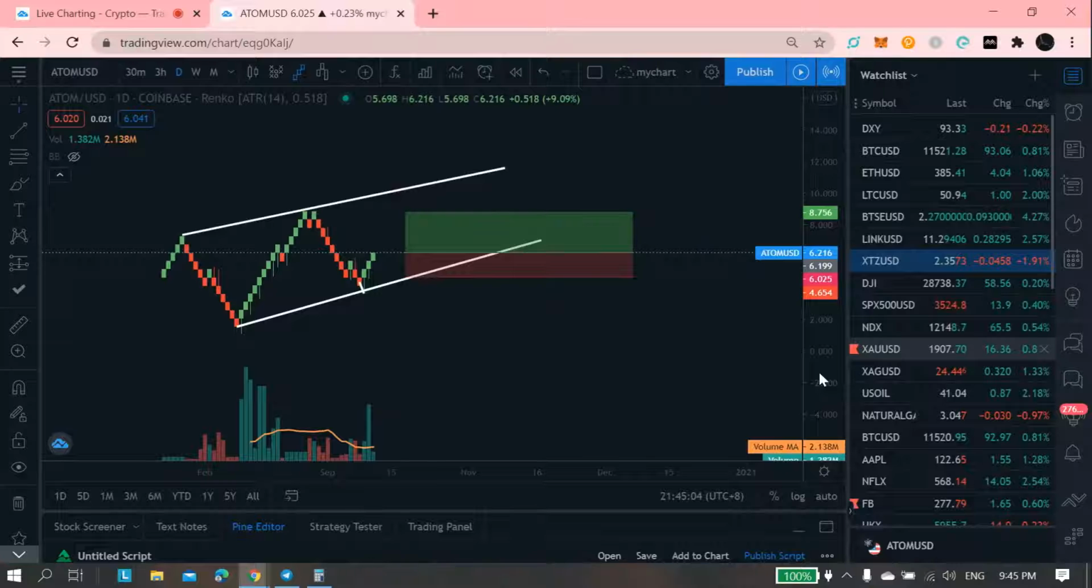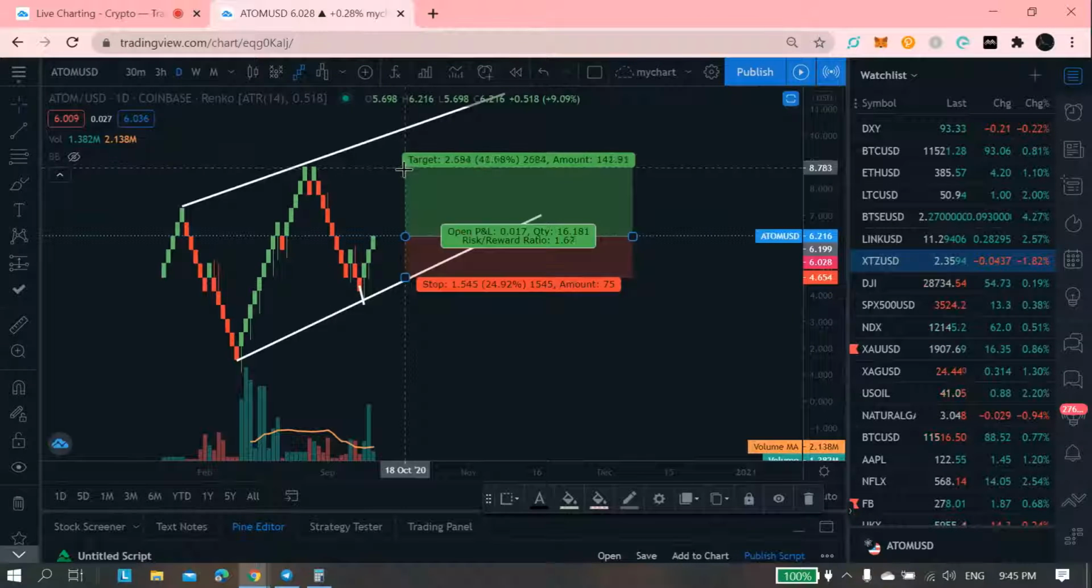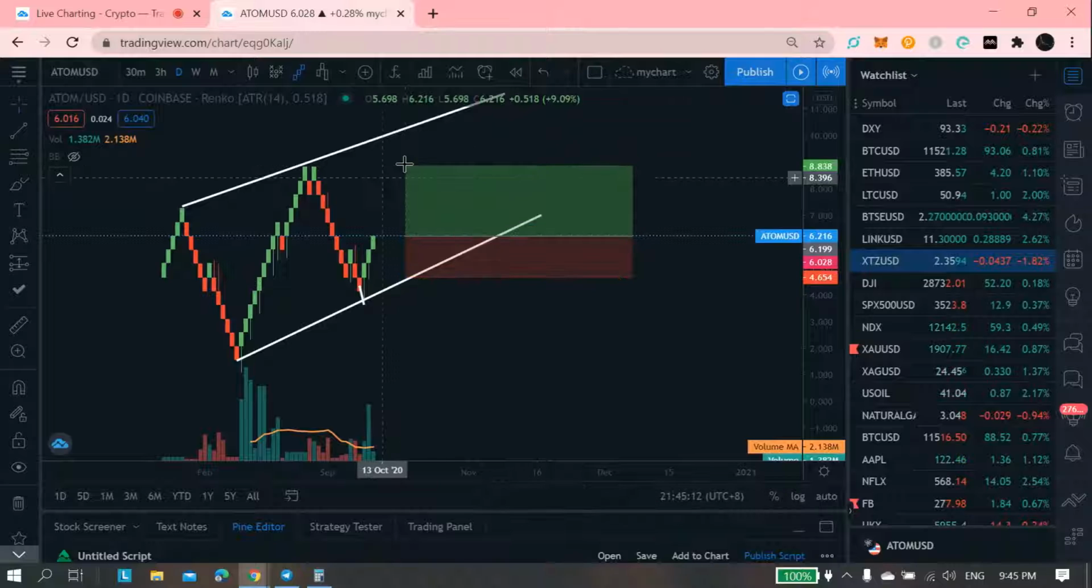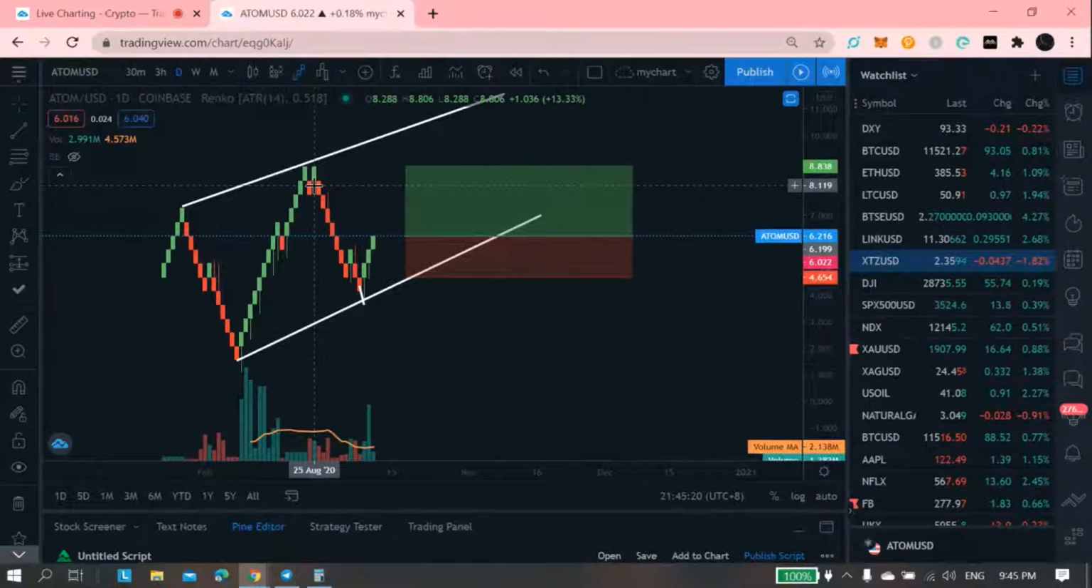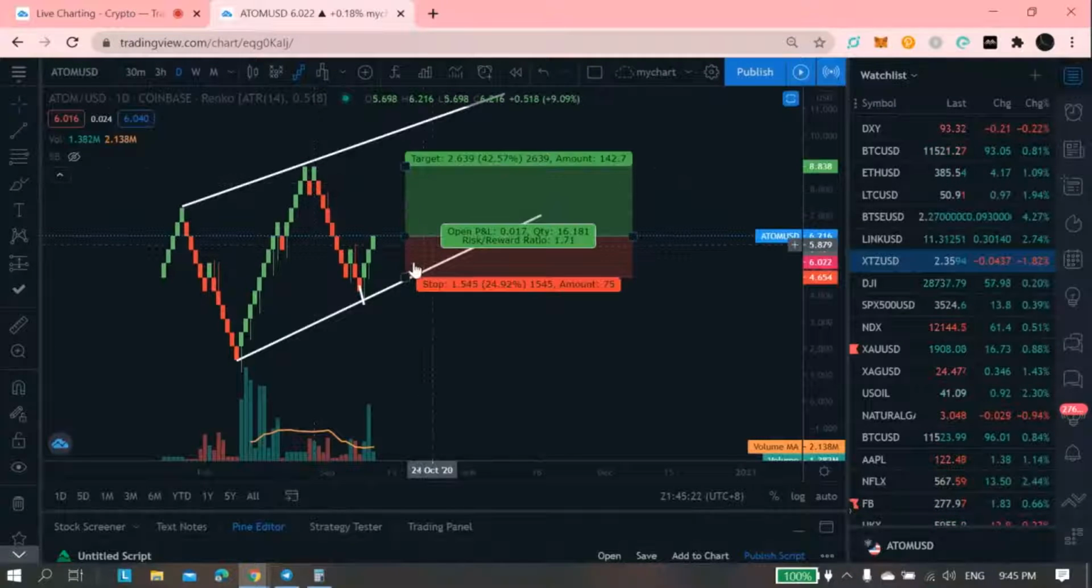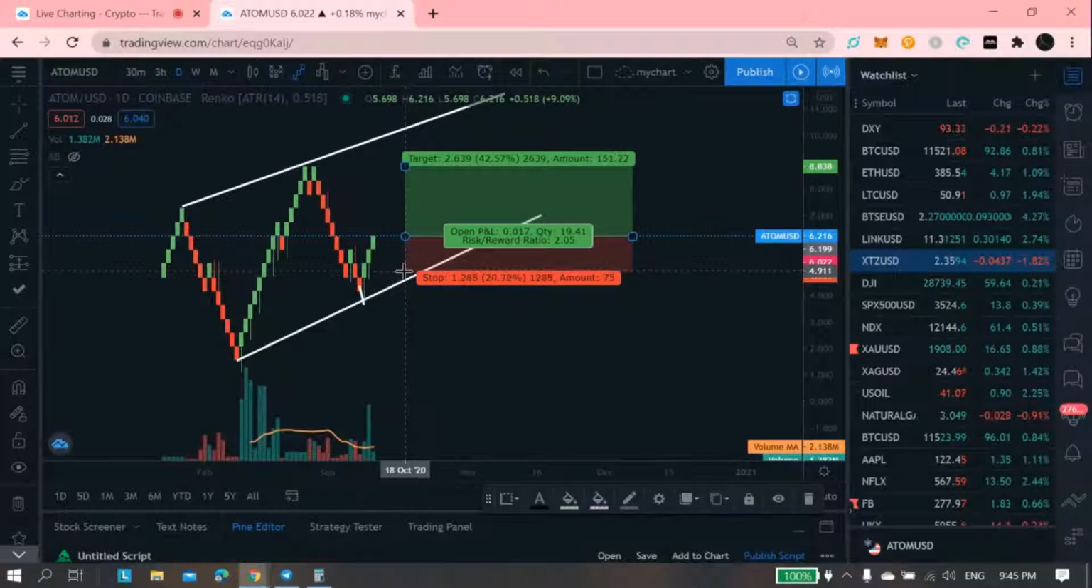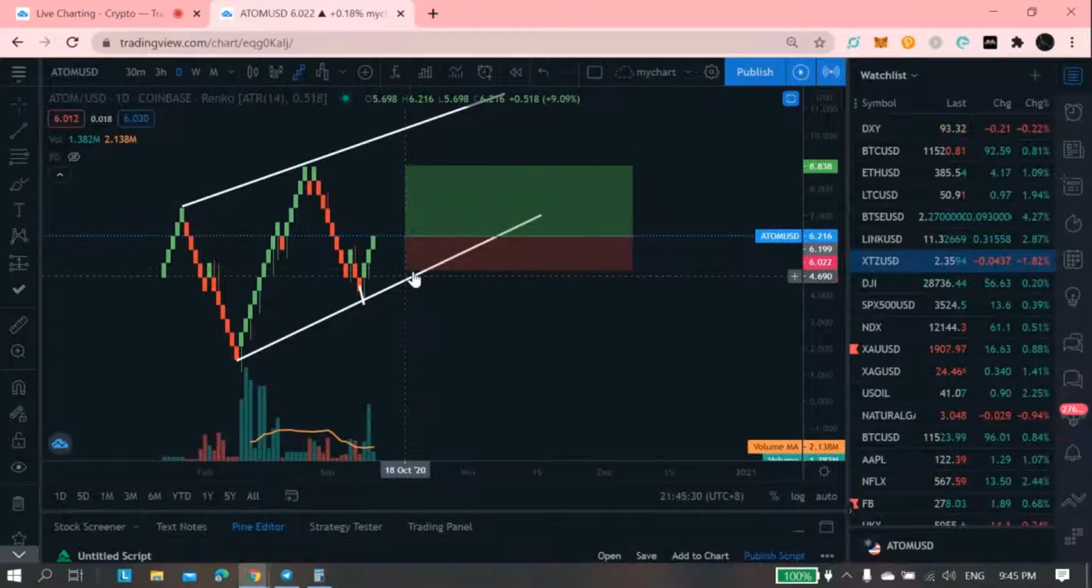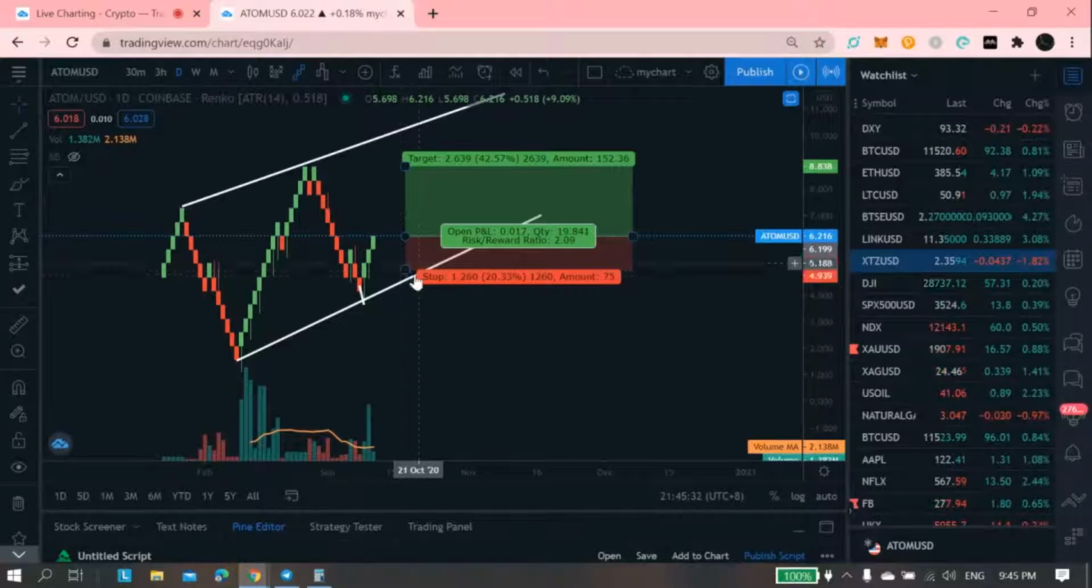So the resistance I'm looking at, the first resistance, is here, the highest, which is around $8.80. And of course, the support I'm looking at is this area, the low or the support area in this channel. So that's still a possible risk reward. If I enter another long position, that's still a possible risk reward ratio of 2.09.